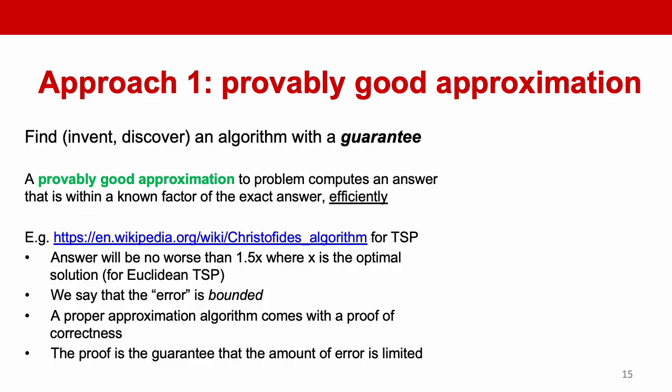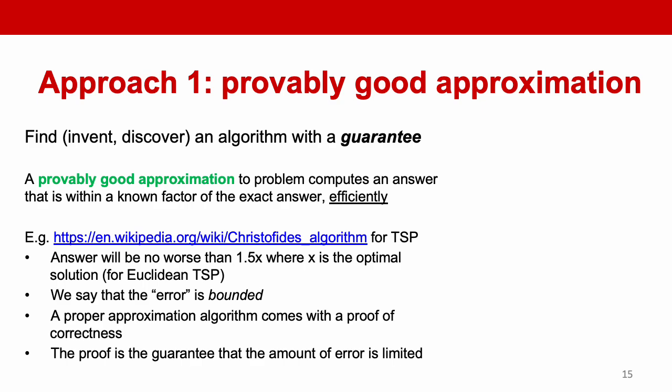If you're interested, you can go to Wikipedia. You can learn about the Christofides algorithm. This one's better, and it's 1.5x for Euclidean TSP. In this case, the error is bounded, and we have to prove that it actually has that optimization associated with it. That proof is the guarantee that the amount of error is limited.